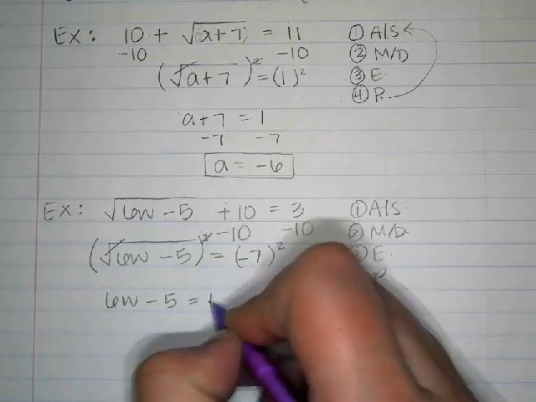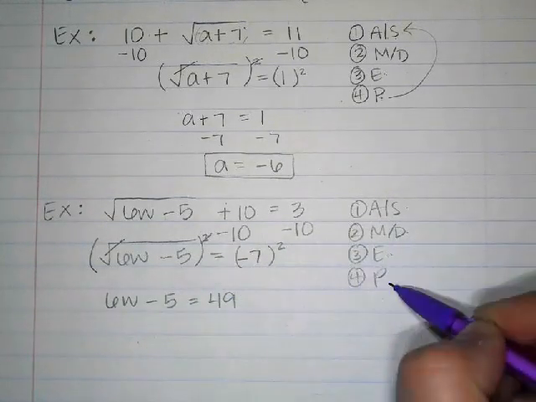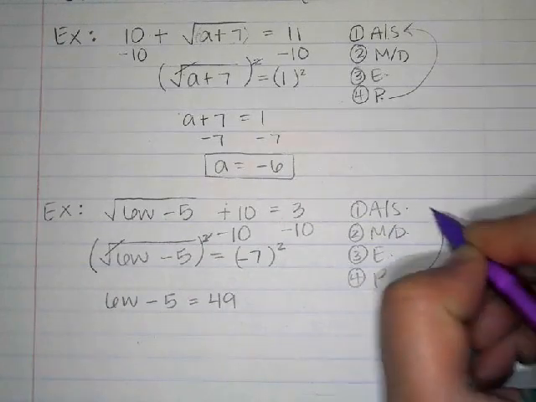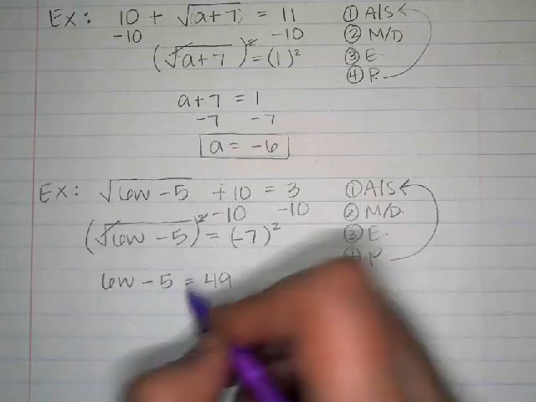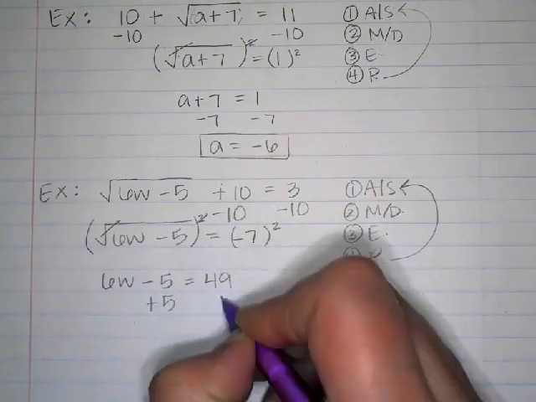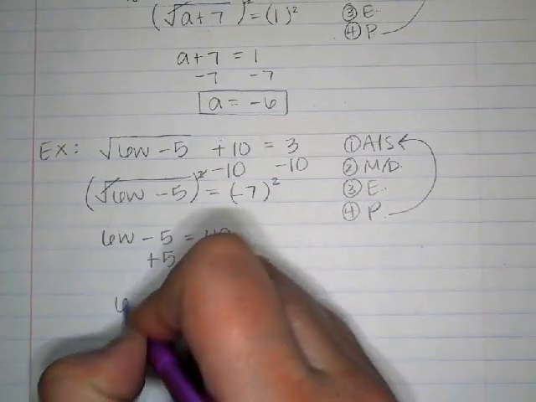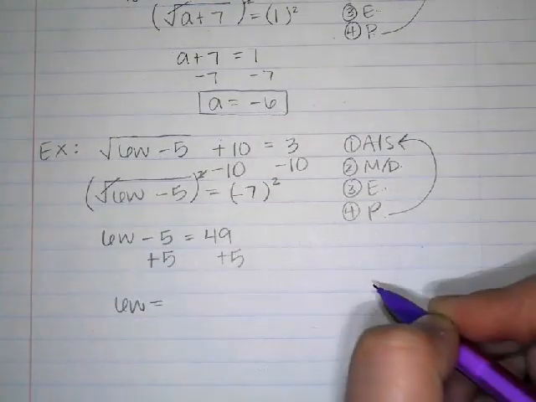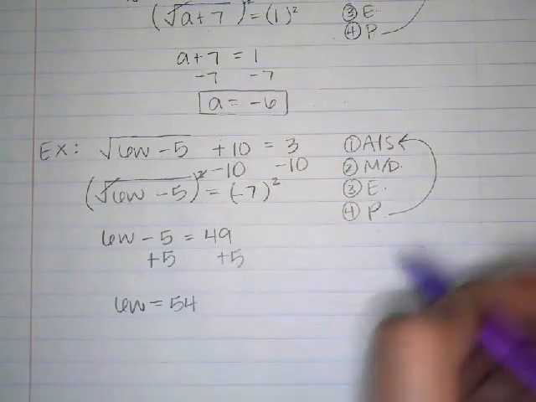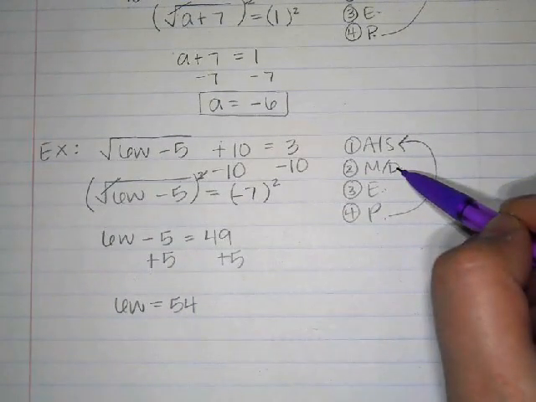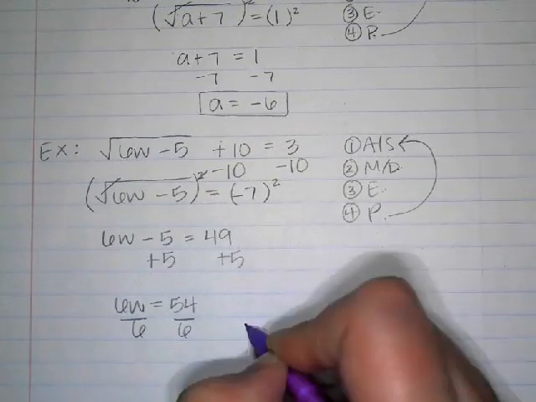Positive 49, perfect. With that, we got into our grouping symbols, so now we're going to go back to the beginning. Is there something we could add or subtract? We're going to add the 5. 6w equals 54. Is there something I can multiply or divide? Divide by 6. w equals 9.